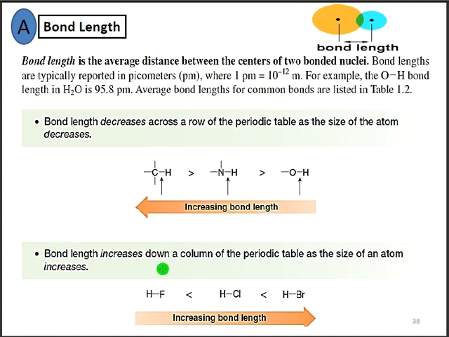Bond length increases down a column of the periodic table as the size of an atom increases. As the number of electrons around the atom increases, that means the size, or the negatively charged cloud of electrons around the nucleus, will increase. That means the size of this atom, of that atom, will increase. That means the bond length will increase.